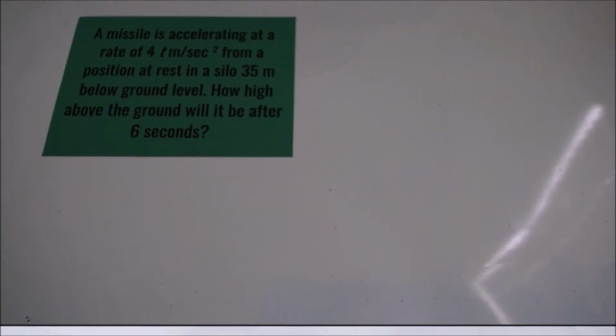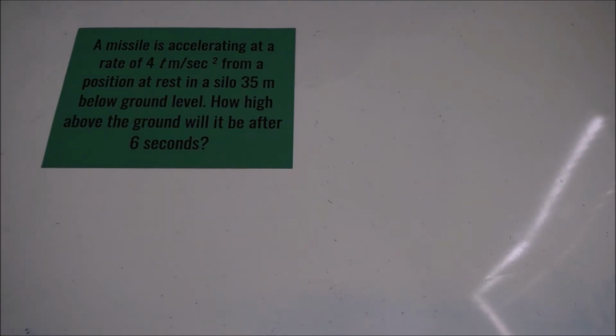A missile is accelerating at a rate of 14 meters per second squared from a position at rest in a silo 35 meters below the ground level. How high above the ground will it be after 6 seconds?